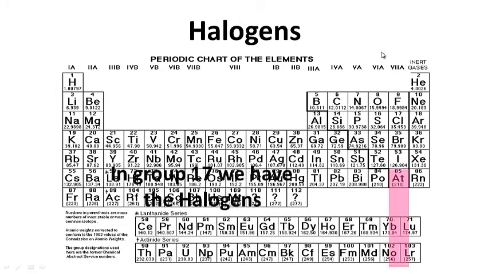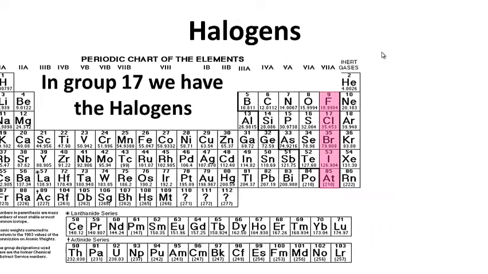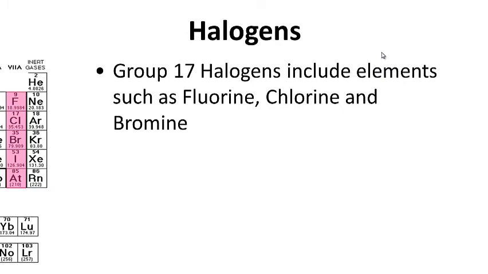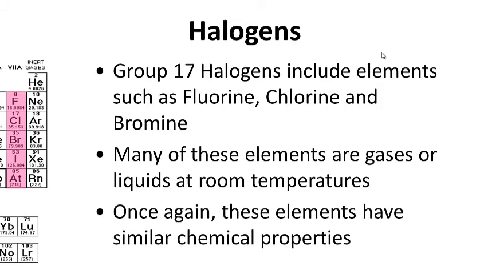The halogens, which we just talked about earlier. In group 17, we have the halogens. Group 17 halogens include elements like fluorine, chlorine, bromine, iodine. Many of these elements are gases or liquids at room temperature. Once again, these elements, because they're in the same group, share similar chemical properties. They behave and react in a similar manner.